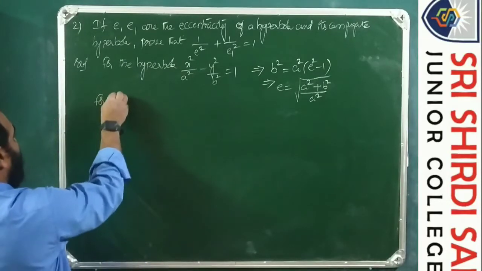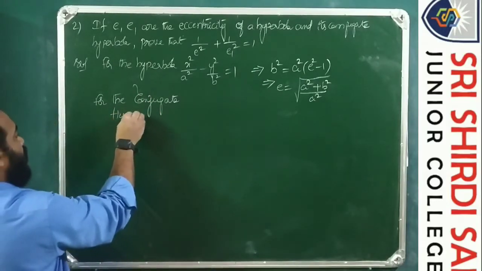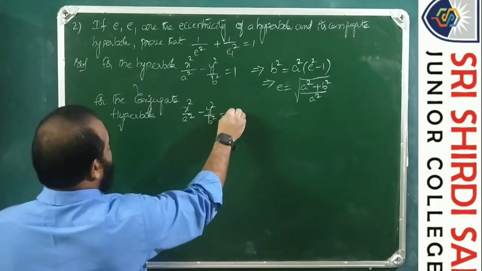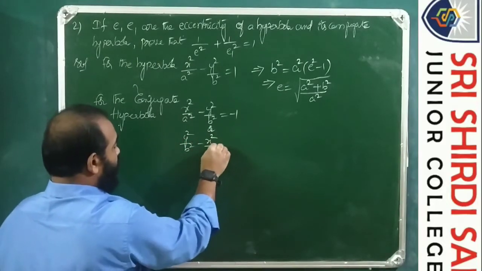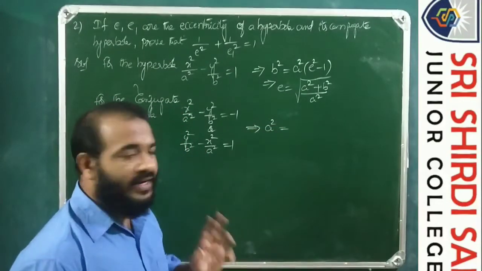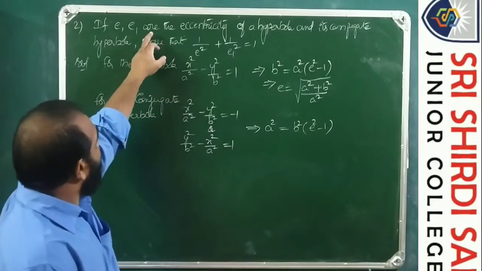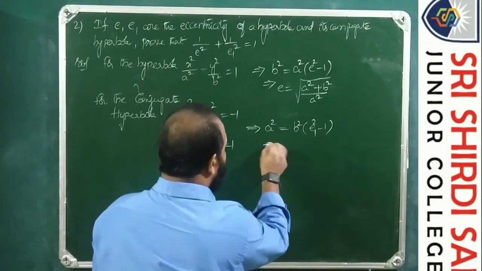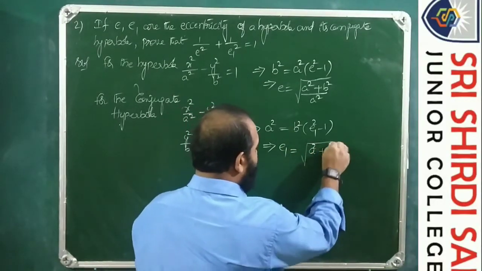Now for the conjugate hyperbola, x square by a square minus y square by b square equals to minus 1, or y square by b square minus x square by a square equals to 1. So the relation among a, b and e is a square equals b square into e square minus 1. But for the conjugate hyperbola, the eccentricity is e1. So this is e1 square minus 1. From this, e1 is equals to square root of a square plus b square by b square.